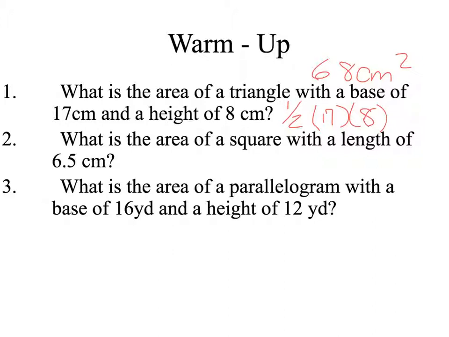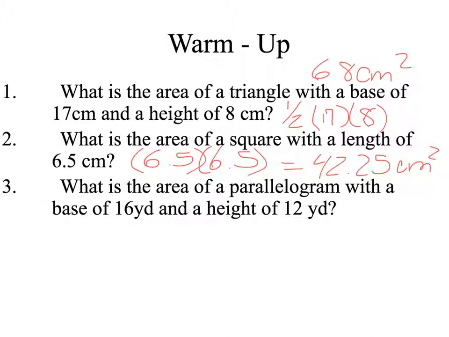Area of a square, length of 6.5. Because it's a square, we know that all of our sides are the same. So 6.5 times 6.5. And we get an area for our square of 42.25. And again, centimeters squared.